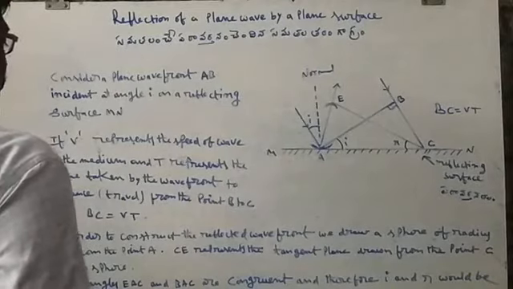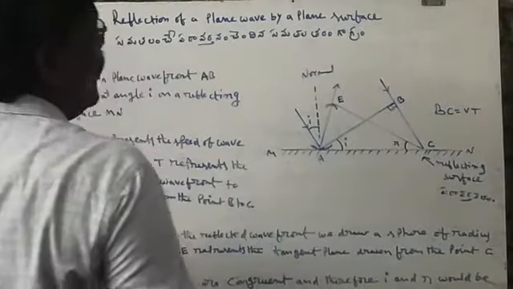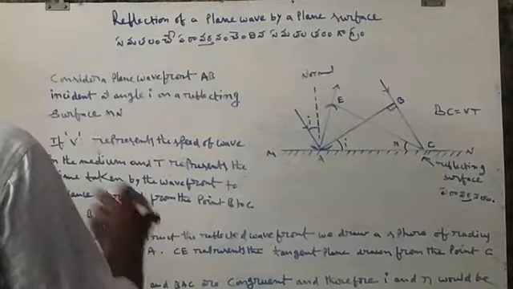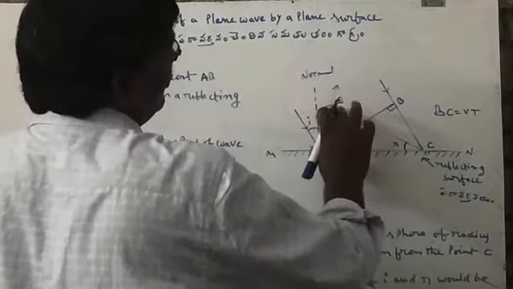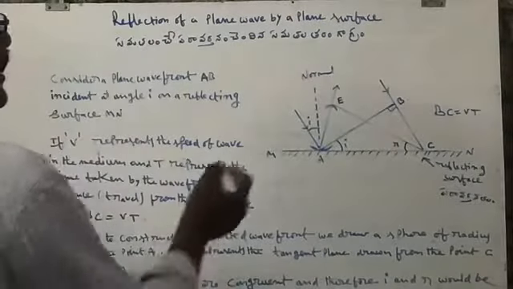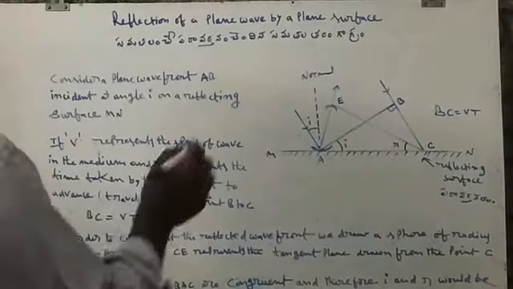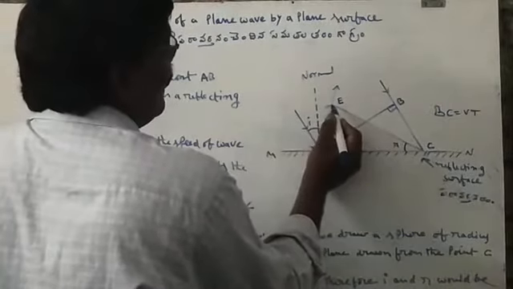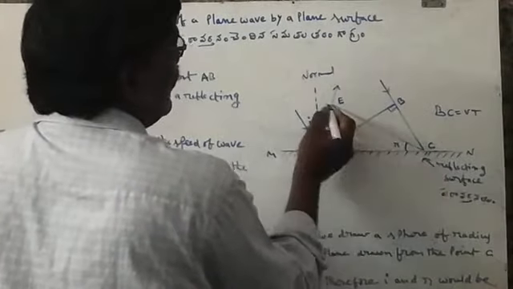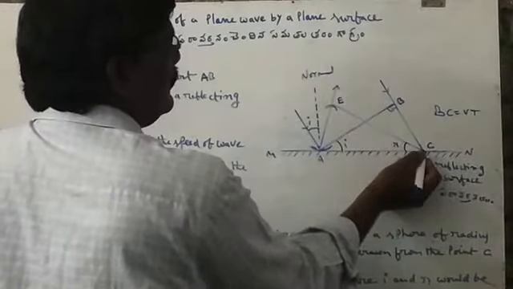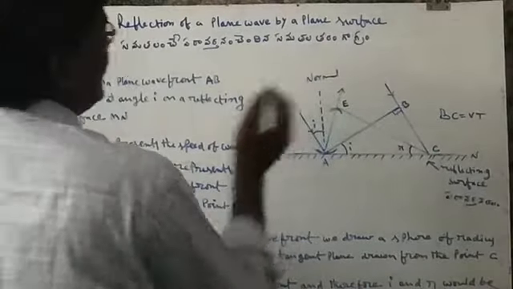In order to construct the reflected wavefront, we draw another wavefront with radius Vt. This is formed at E. Once again, draw a tangent from E. That means draw a perpendicular line from C to the reflected wavefront. It is cut at E.